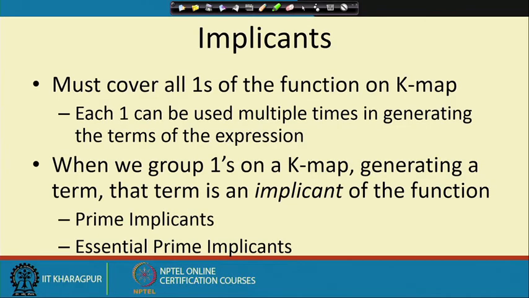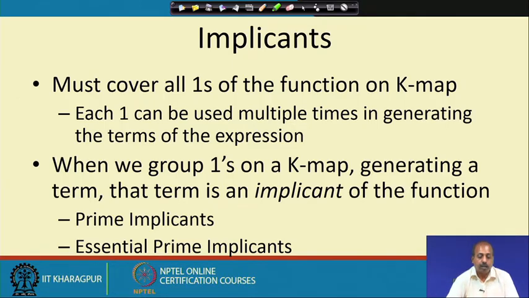So, another view of K map. We can view this K map as a collection of implicants. Whenever we are doing this Karnaugh map covering, we must cover all ones of the function on the Karnaugh map. While doing the minimization or writing down the corresponding Boolean expression, you cannot say that some of the ones will remain uncovered. I cannot take the terms such that some of the ones are uncovered.